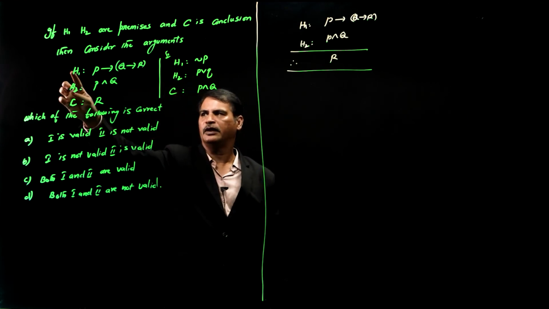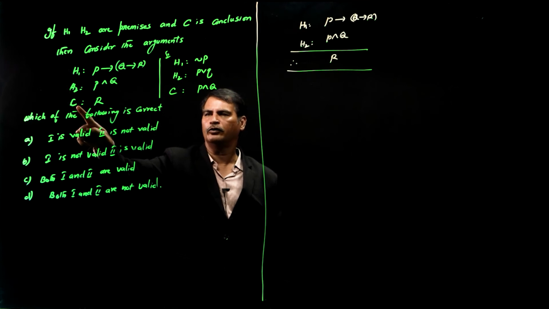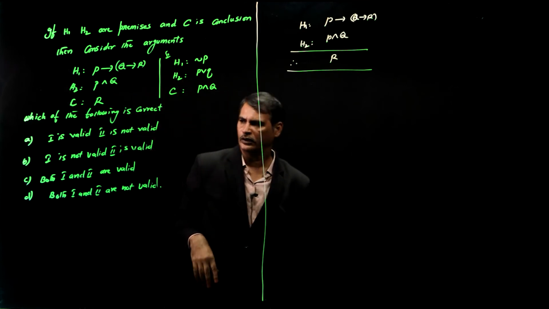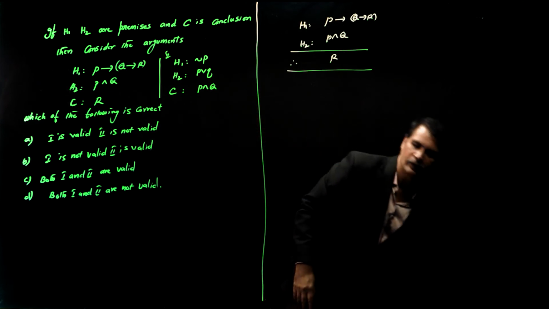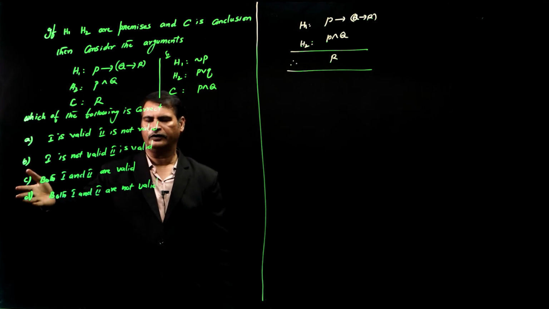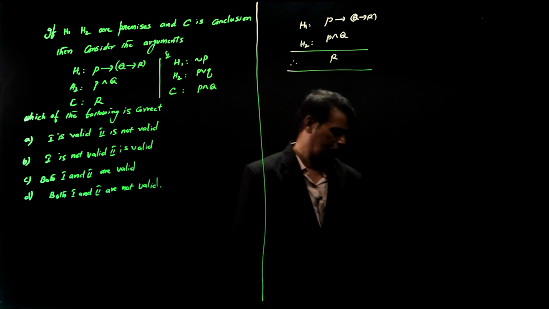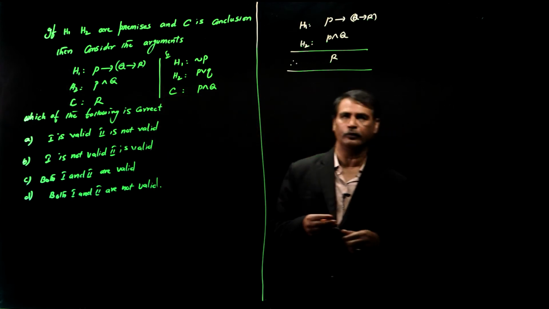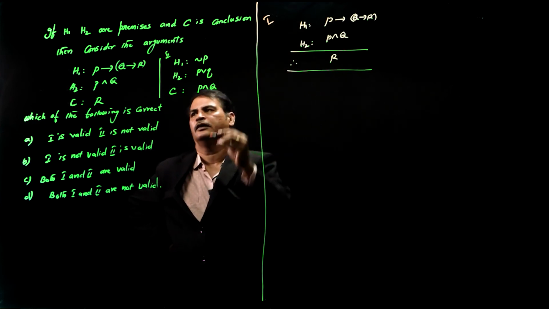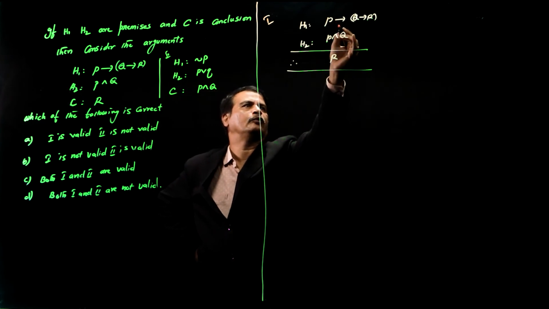In the first problem they give 2 premises and a conclusion is given. Even in the second, 2 premises and a conclusion are given. Now we have to verify whether answer A is correct, B is correct, C is correct, or D is correct. That is our main motto. First I am taking problem number 1. In problem 1 they give 2 premises.